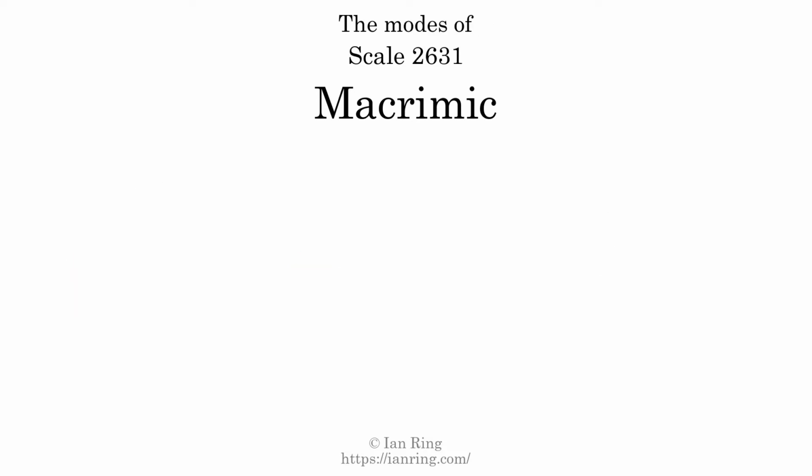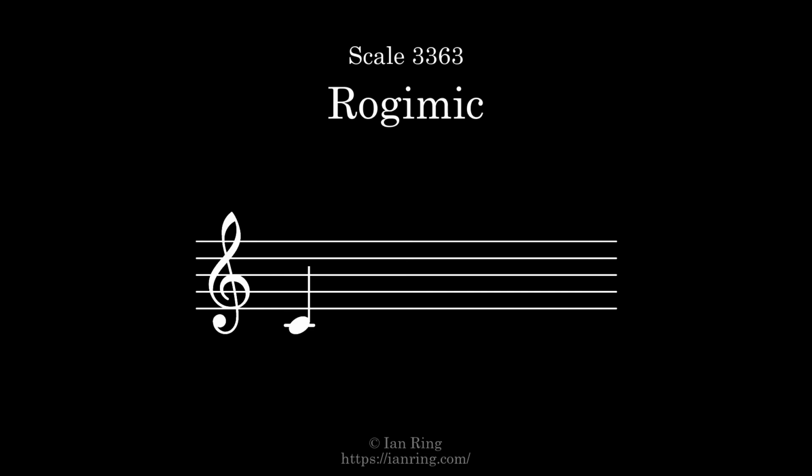This scale has 6 modes. The first mode is itself. The second mode is scale 3363, also known as regimic. It sounds like this.